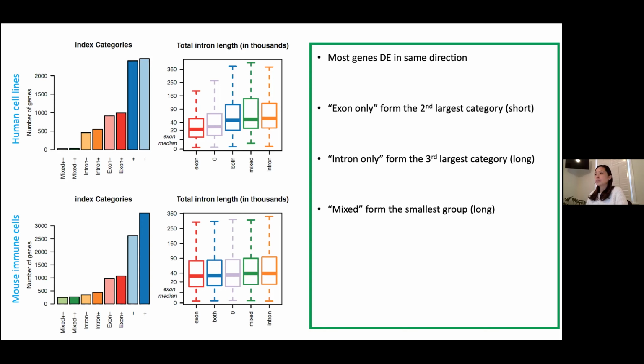What I notice is that for those exon-only genes, they tend to have a short total intron length. So that's the red box plot that you see on the left. And this is true of both data sets that we looked into. On the other hand, the intron-only genes tend to have longer intron lengths. And the mixed groups also have longer intron lengths.